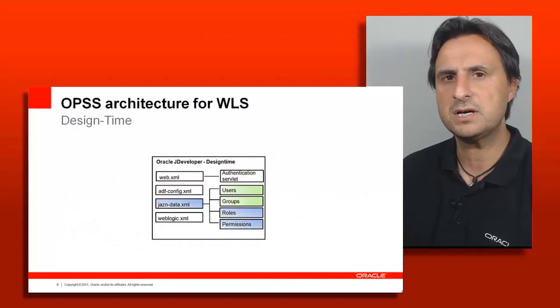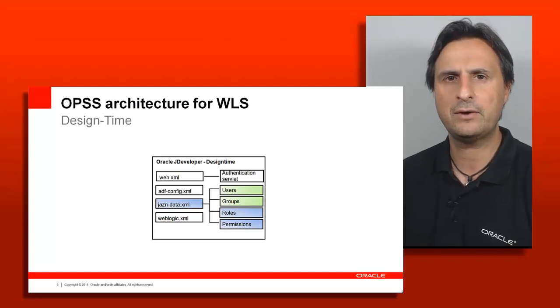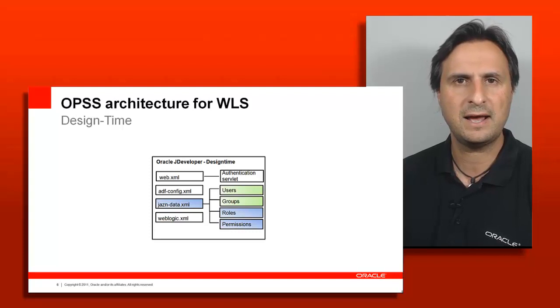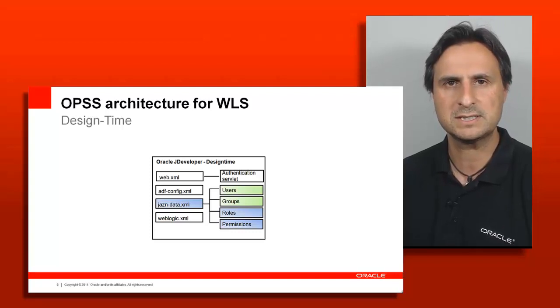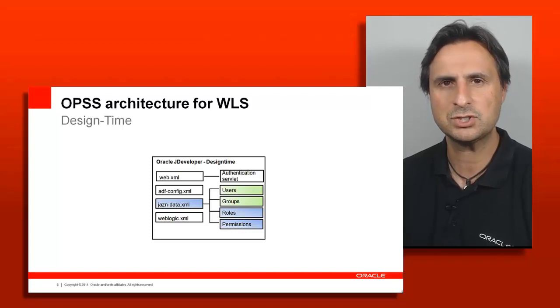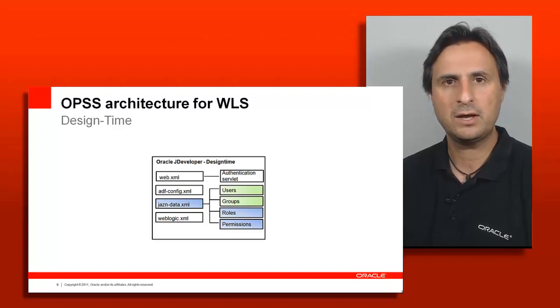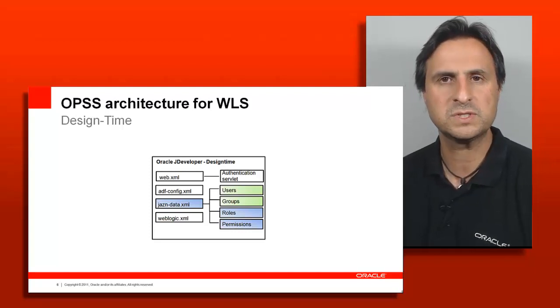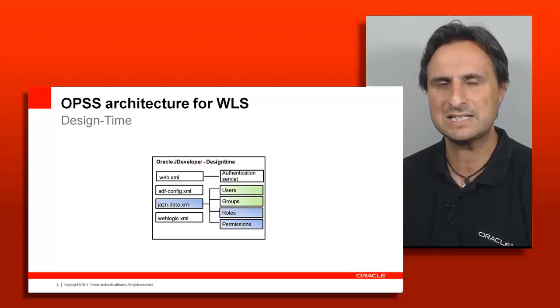So let's have a look at the design time. I talked a lot about declarative development, and indeed it is, and what we use for that is the JAZN architecture, or the OPSS architecture, in JDeveloper. Now in JDeveloper you have a file which holds a policy, which is called jazn-data.xml.